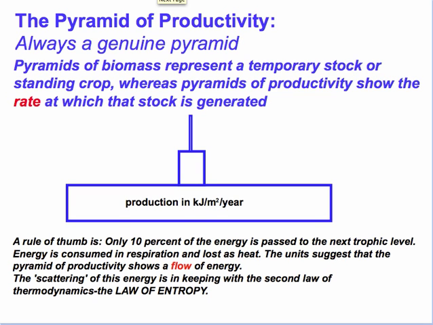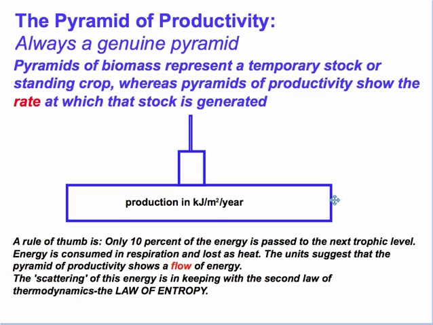And there's one pyramid that's always going to be in the form of a pyramid because it does not represent temporary storage, but it represents a flow over time. And the key difference between the pyramid of productivity, as it's called, and the pyramid of biomass is that the pyramid of productivity includes the unit year or some unit of time. So that gives it the measure of flow over a period of time.